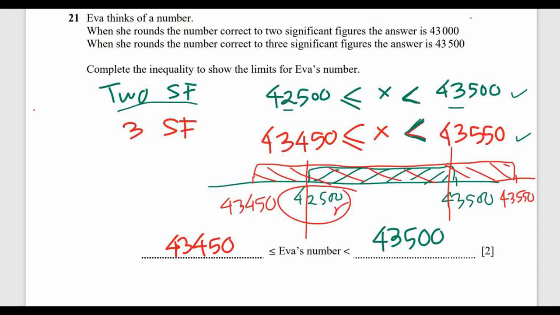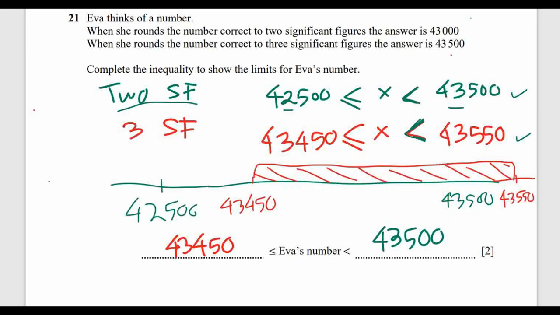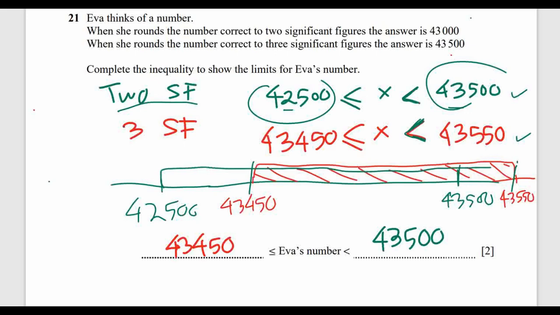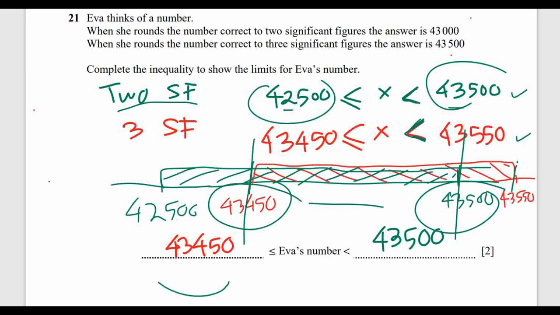Sorry guys, there's a mistake. 42,000 should be put on the left side. So now the area of the red is from here to here. Now the area of the green one is from 42,500 to 43,500. So we put the green area here up to here, and shade it. Now we check the overlapping one is between here and here. So it's 43,450 and 43,500. So that will be our answer. This is the value of x that fits the two criteria.